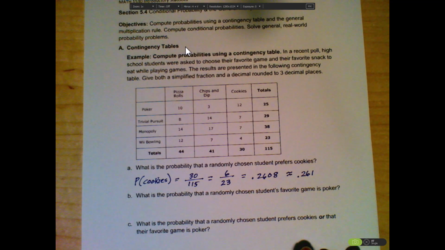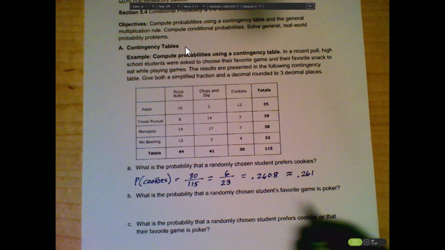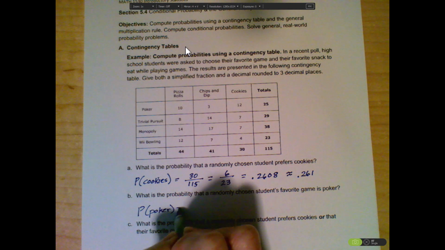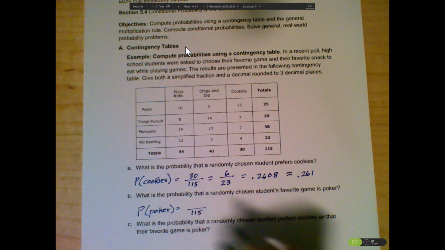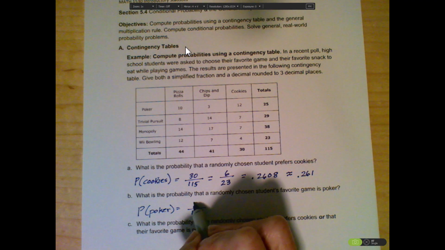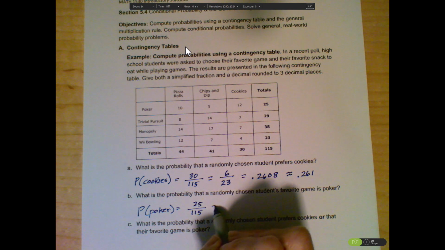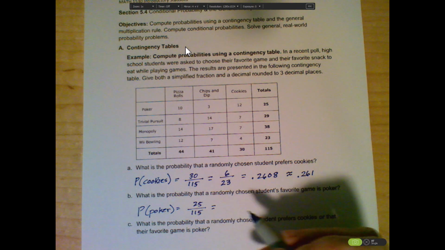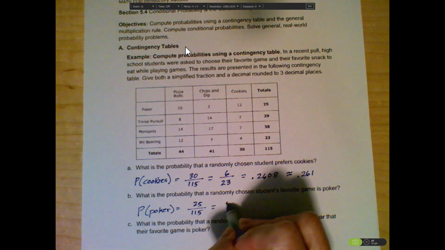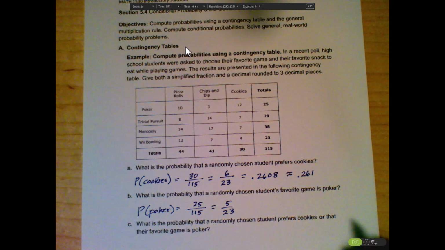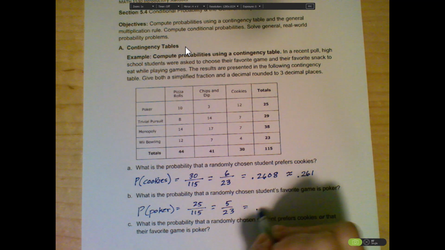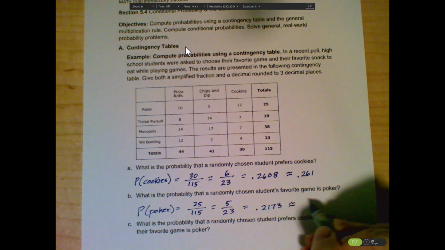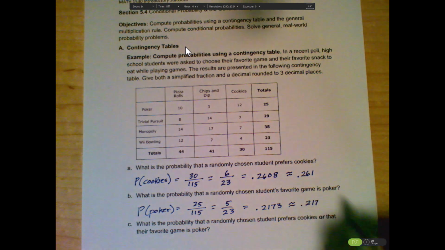What is the probability that a randomly chosen student's favorite game is poker? Probability of poker. Again, this is out of all 115 students. Poker had 25 students who selected that. Again, 25 divided by 115, and then we do our math, enter, and you get 5 out of 23. There's our simplified fraction, and we get 0.2173, which of course, the 3 would not tell us to round up, so it's just 0.217.